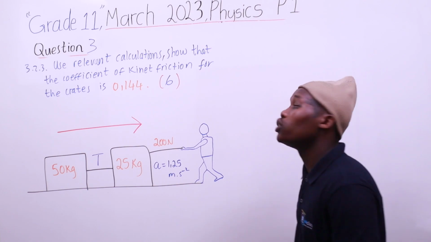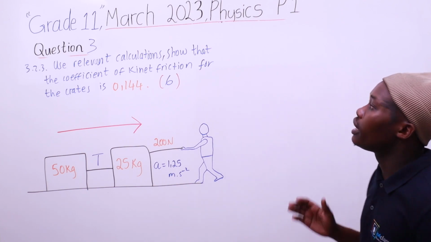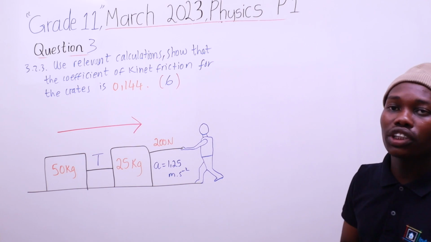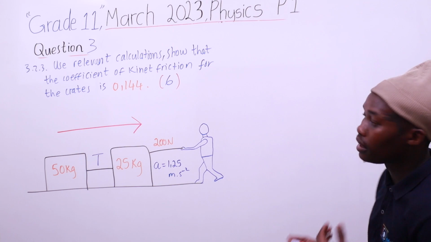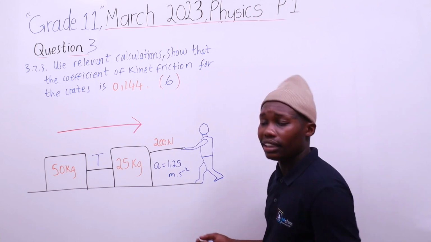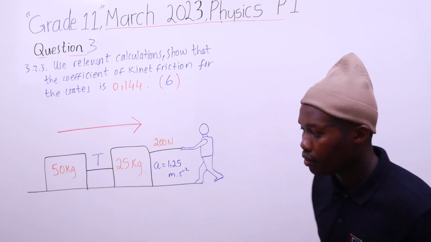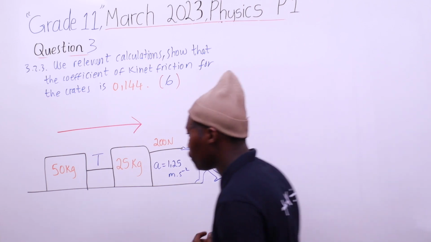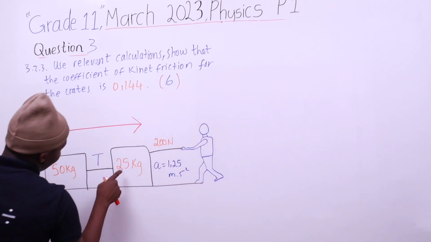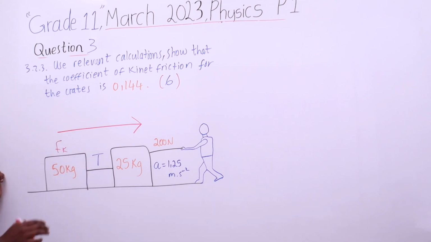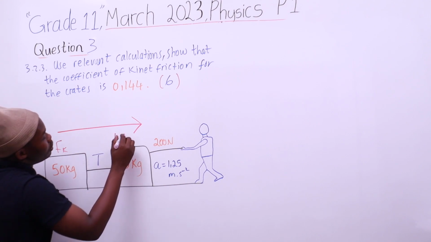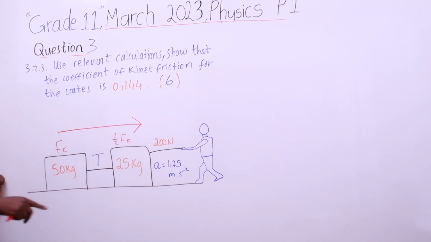Alright, so now 3.2.3. Use relevant calculations to show that the coefficient of kinetic friction for the crate is 0.144, 6 marks. We must solve for the friction first. Remember this is 50 kg and this is 25 kg. If the 50 kg has Fk as the kinetic friction, then the 25 kg has half of Fk, half of the friction, because of the masses of 50 kg and 25 kg.